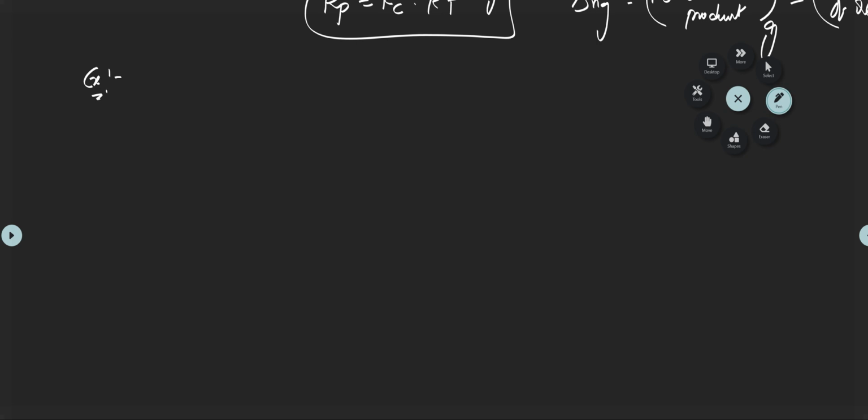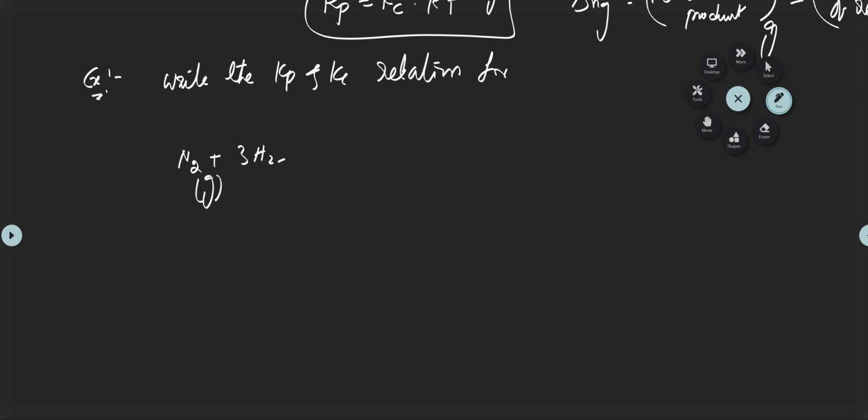Examples: write the Kp and Kc relation for the following reactions. N2 gas plus 3H2 gas gives 2 moles of NH3 gas. Write the Kp Kc relation: is Kc less than Kp, or is Kc more than Kp?